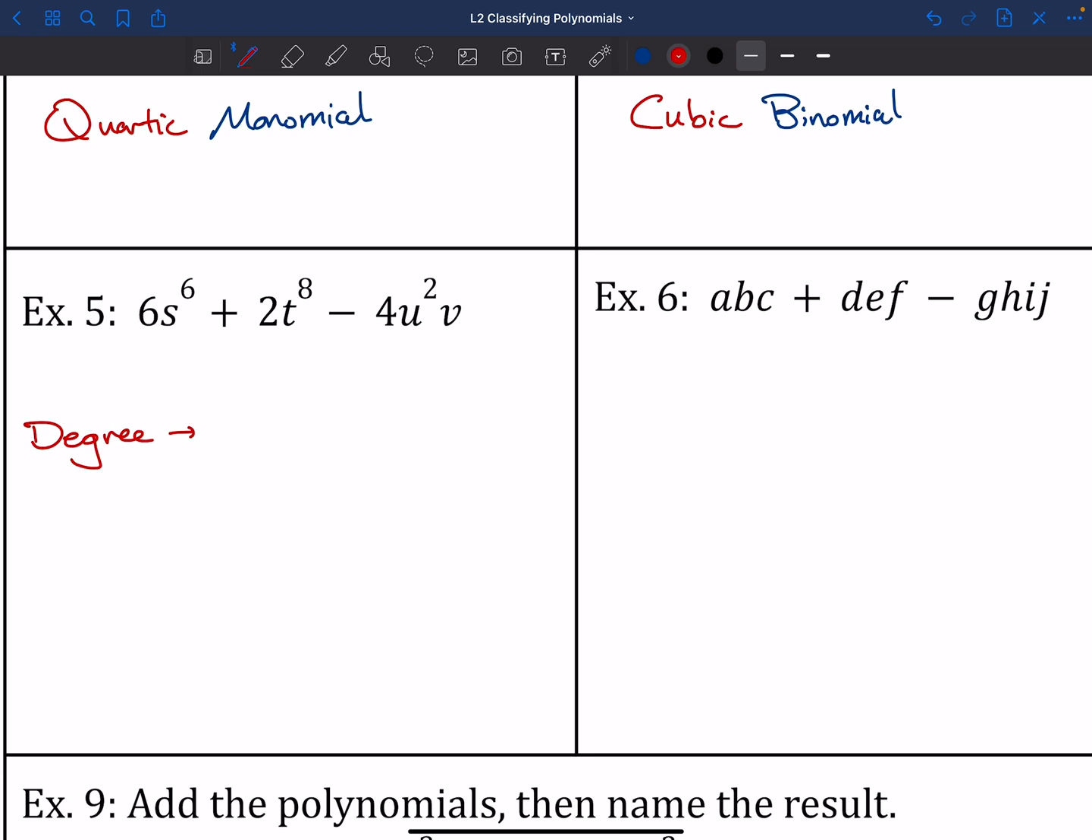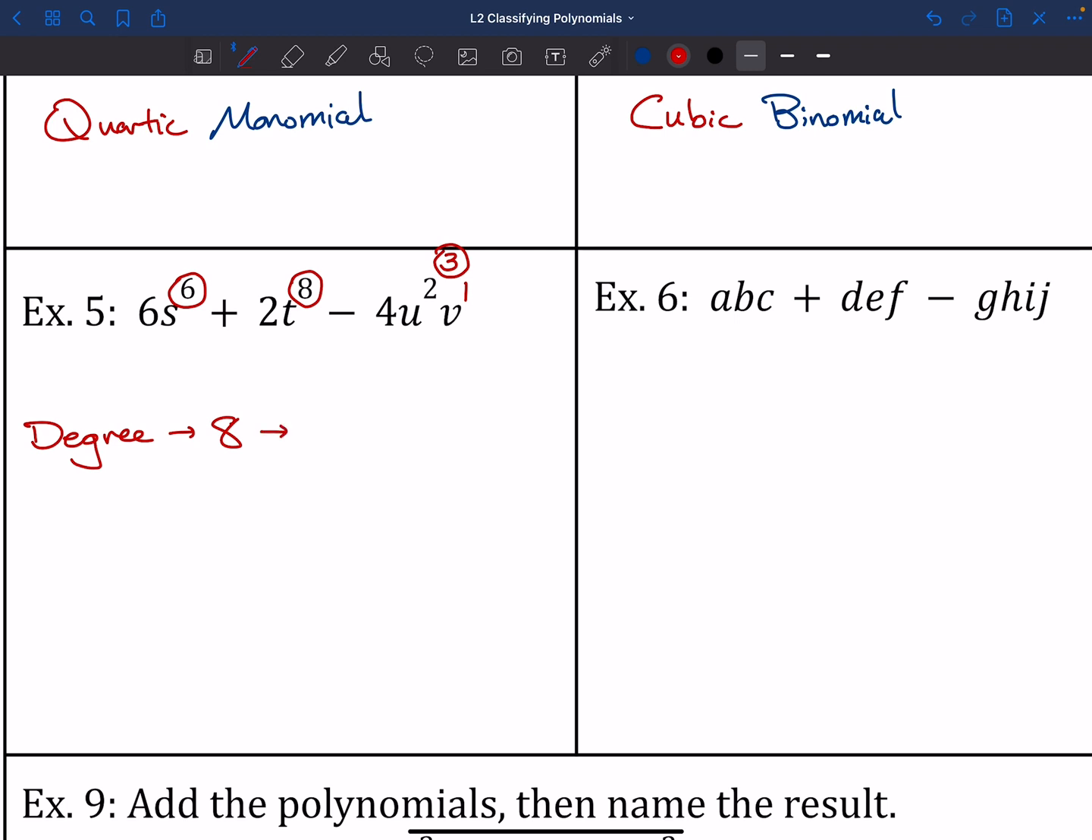So if we gave it a go, if I'm taking a look at the degrees of these, the degree of this first one is 6. That's the only exponent on a variable. The degree of that second term is 8. And the degree of this third one is actually 3 overall, it's got a 2 and then a 1 on that v. So I want to choose the largest of those. So my degree in this case is 8.